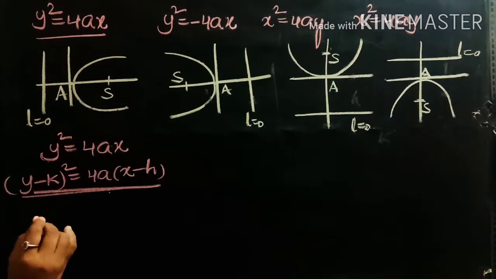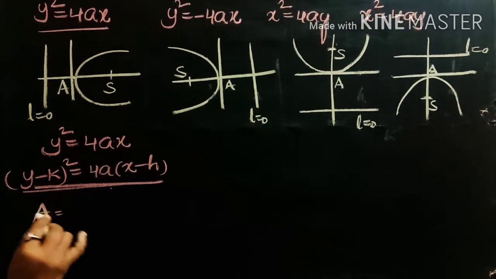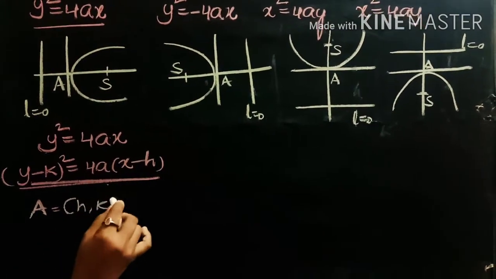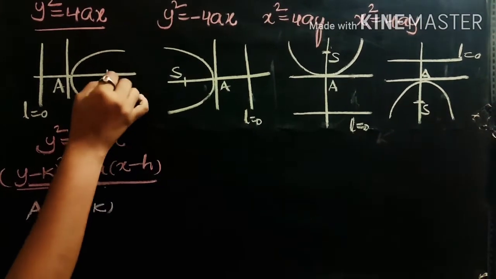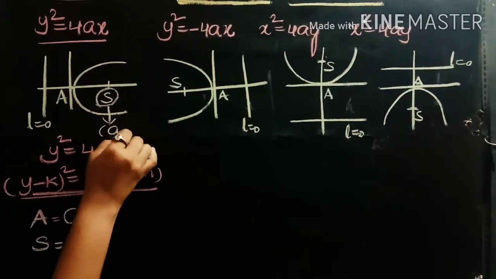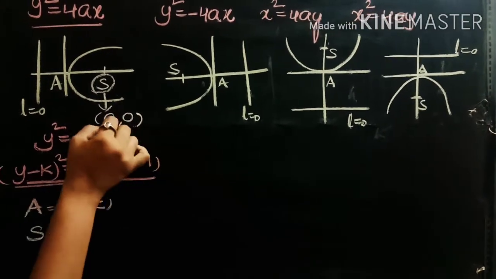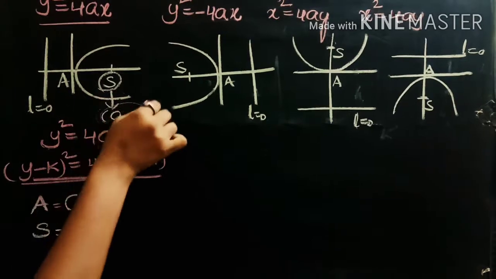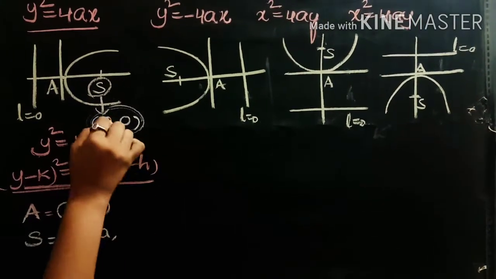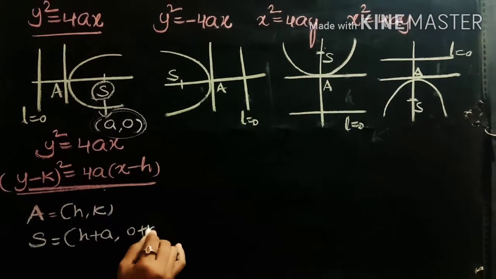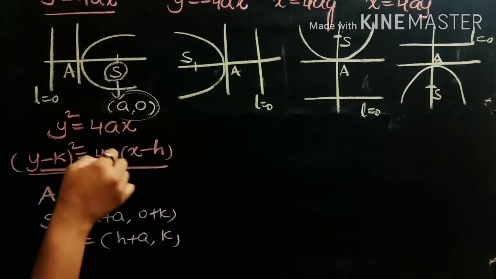Now coming to the focus and vertex: the vertex A is h comma k. So we take the vertex A as h comma k here, and for the focus S, we already know that in the earlier case the focus is a comma 0. Now to get the focus for this equation, we simply add the point h comma k to this point, that is h plus a comma 0 plus k, which equals h plus a comma k. This is the focus of this parabola.